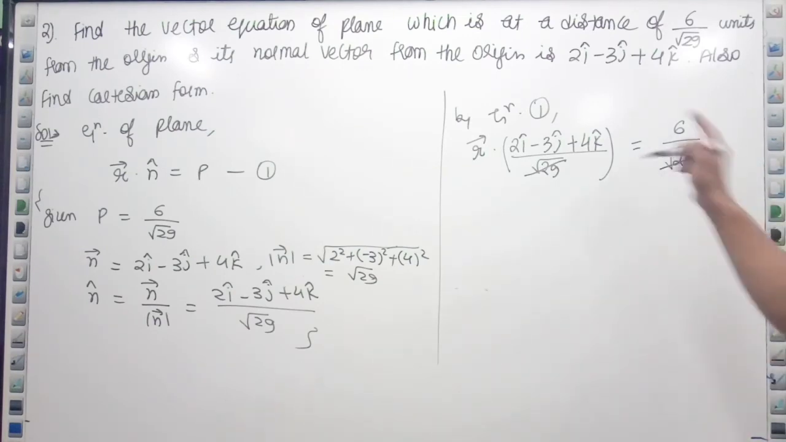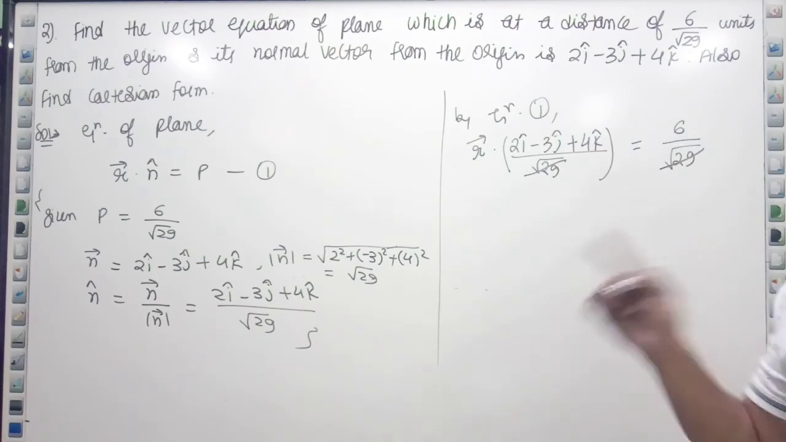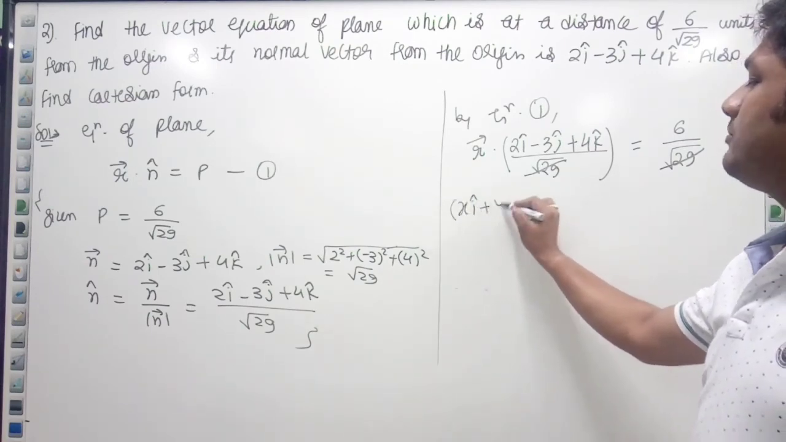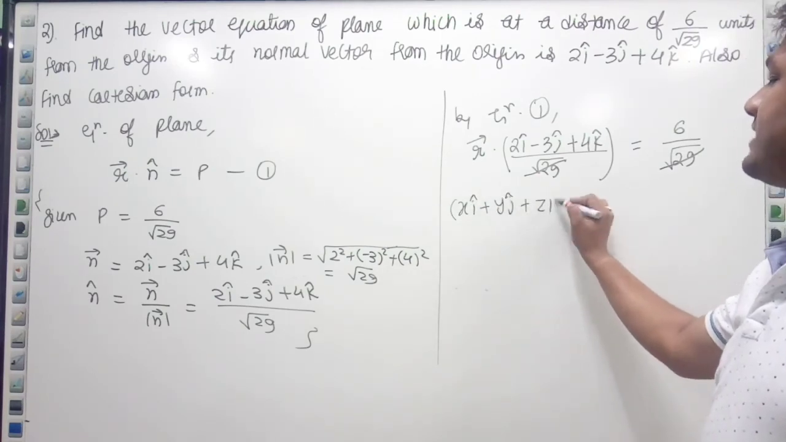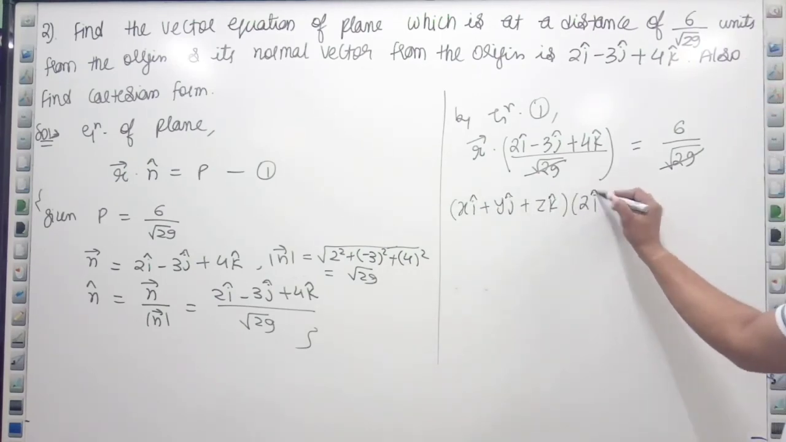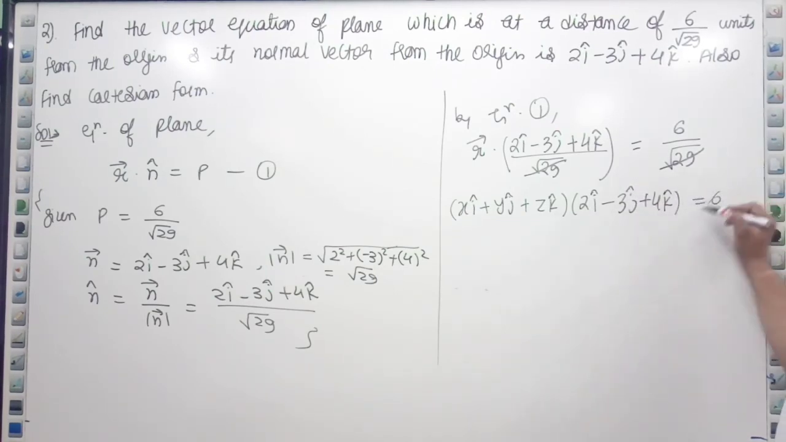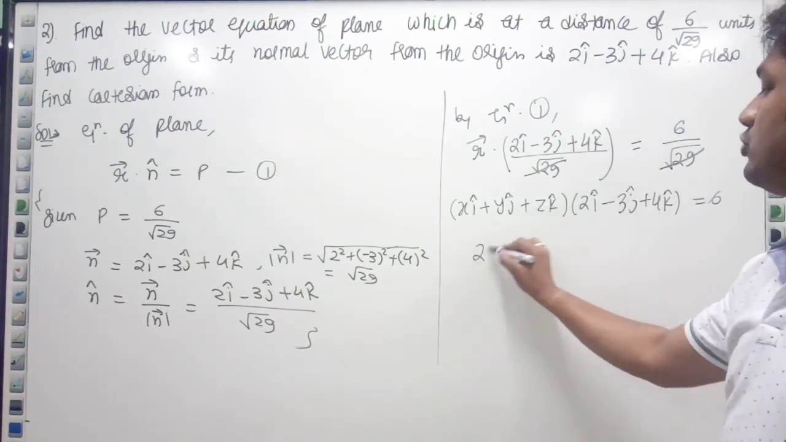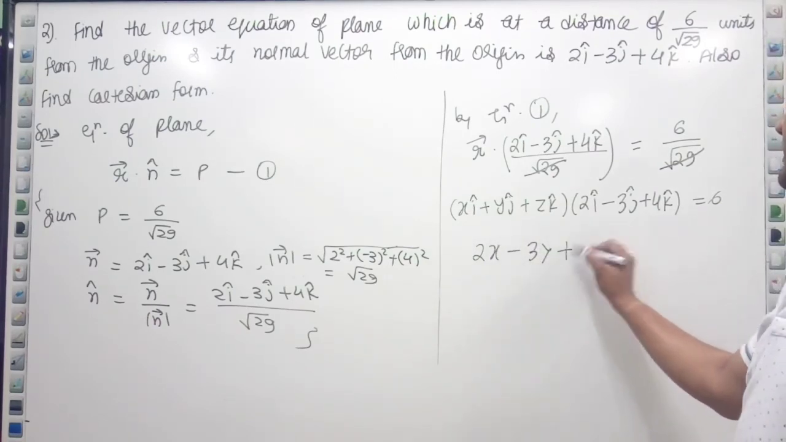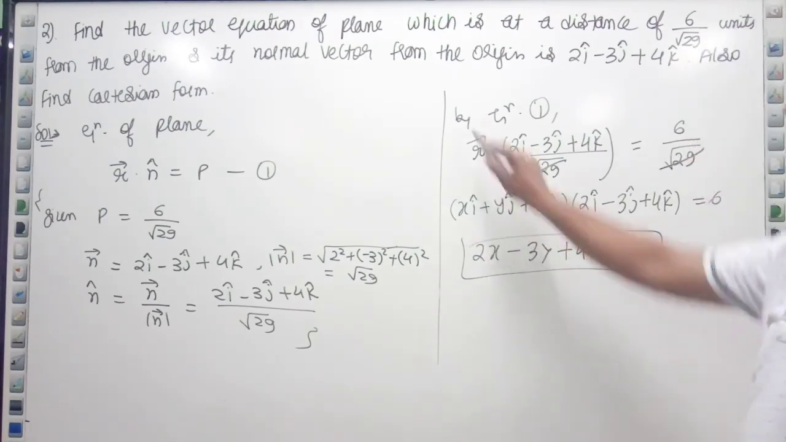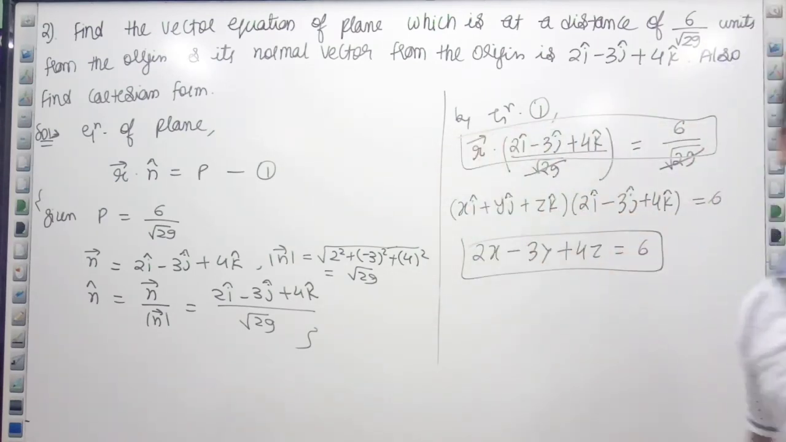One more thing is given: also write in Cartesian form. Whenever we need to convert into Cartesian form, we'll put r equal to xi plus yj plus zk dot (2i minus 3j plus 4k) equal to 6. The i components multiply to give 2x, the j components minus 3y, the k components 4z, equal to 6. This is in Cartesian form and the earlier one is in vector form.